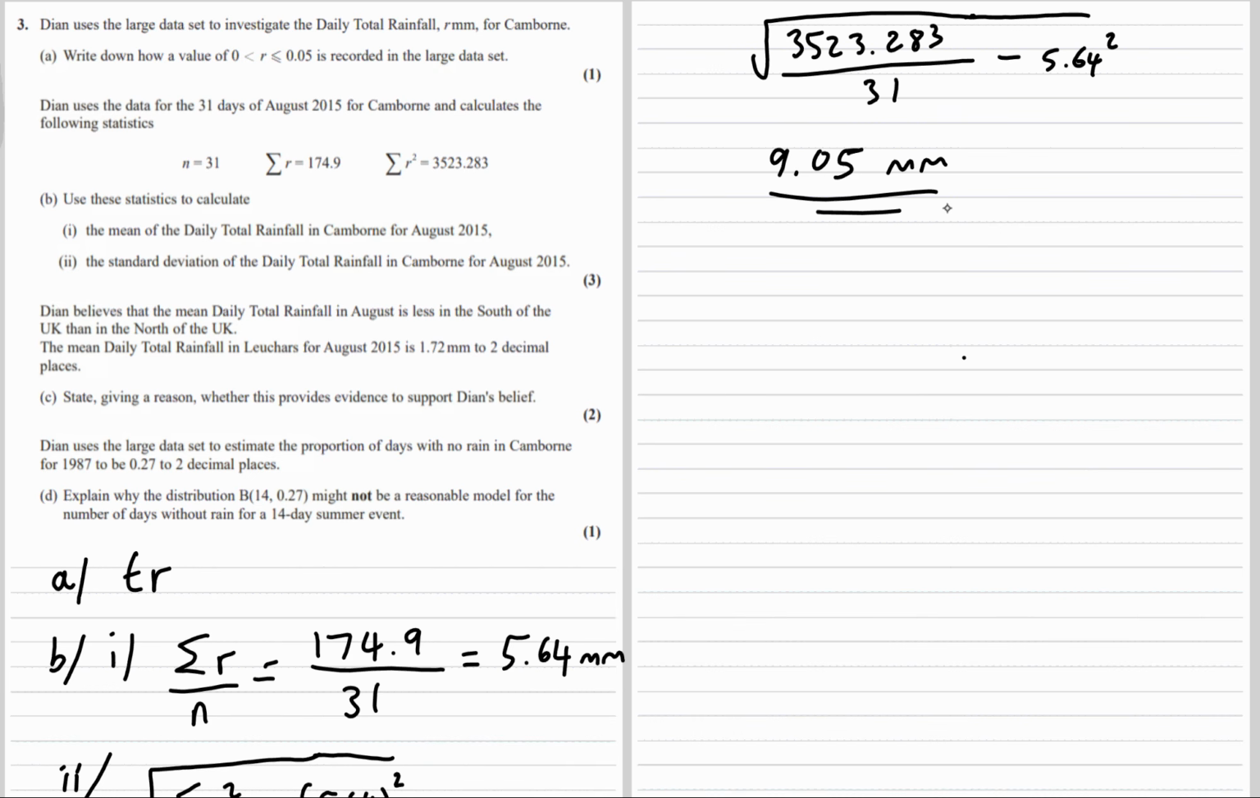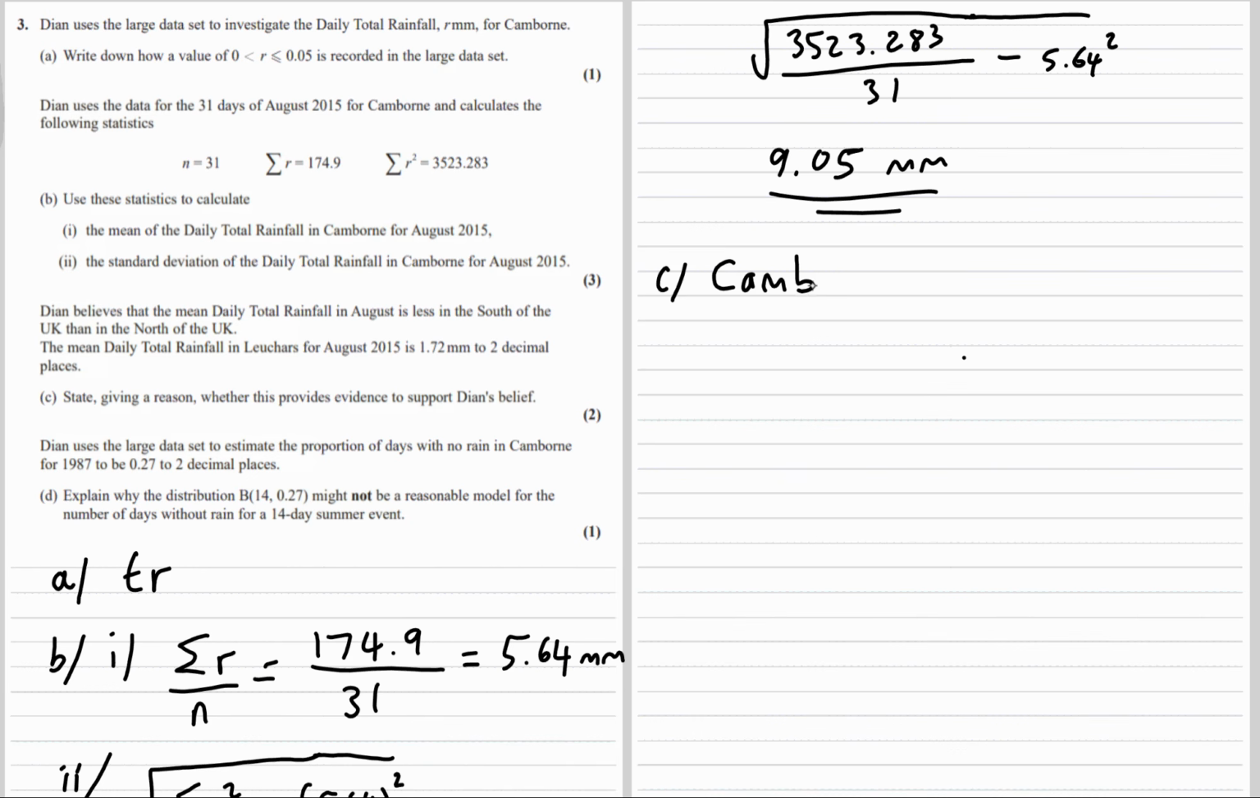Deanne believes that the mean daily total rainfall in August is less in the south than the north of the UK. So we've got the mean in Leuchars, and it's 1.72. Does this support Deanne's belief? So Camborne is the south, Leuchars is the north. So the rainfall is higher in the south. So no, it does not.